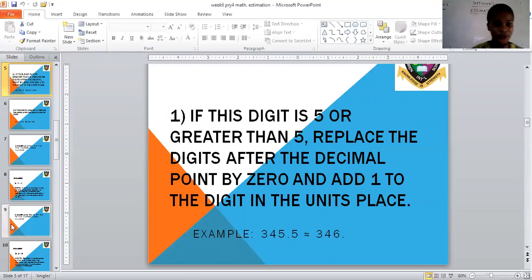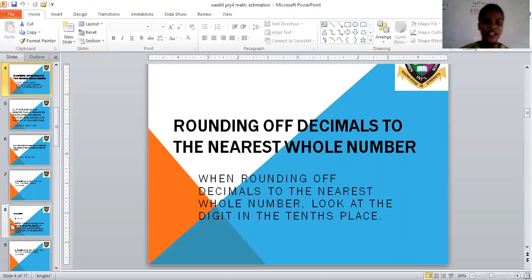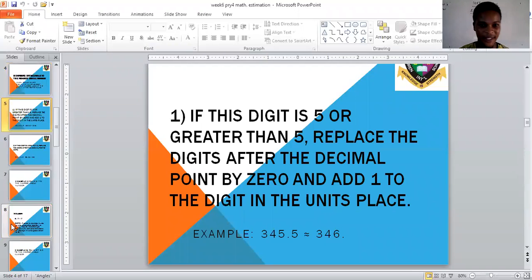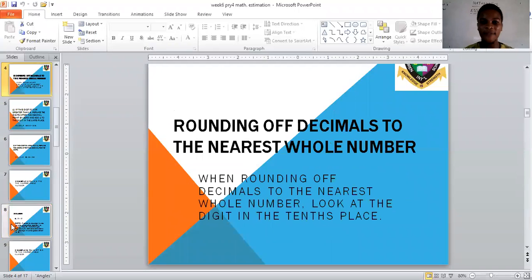Now, do not forget this: when you are rounding decimals to the nearest whole number, look at the instructions again. The first one says, when rounding decimals to the nearest whole number, look at the digit in the 10th place. And what's the digit in the 10th place? I told you that the digit in the 10th place is the figure after the decimal. Whatever figure you have after the decimal is known as the 10th.